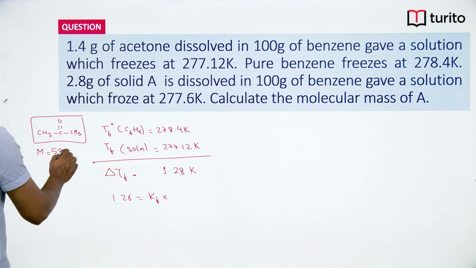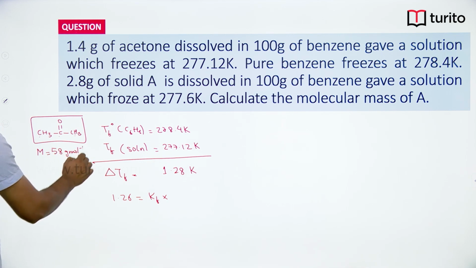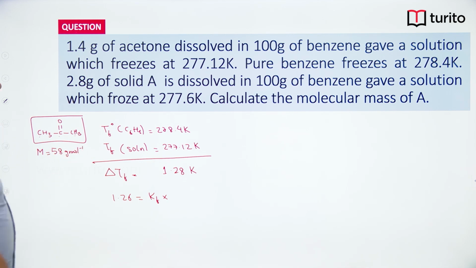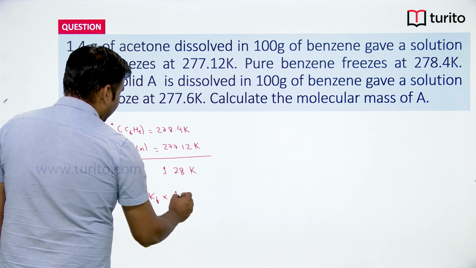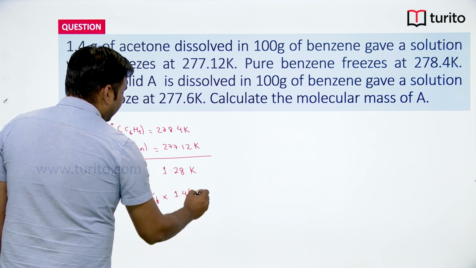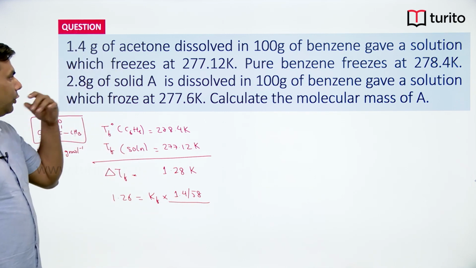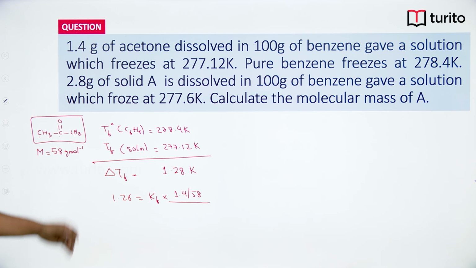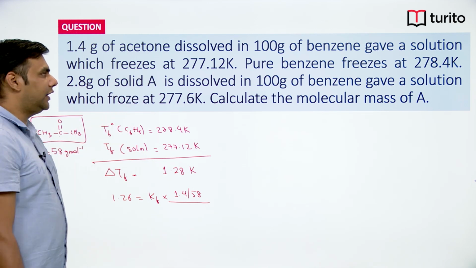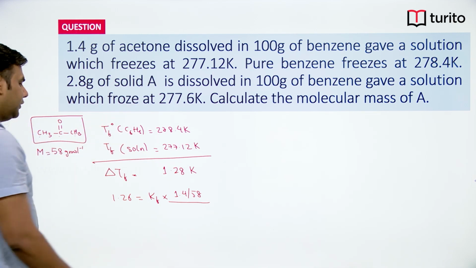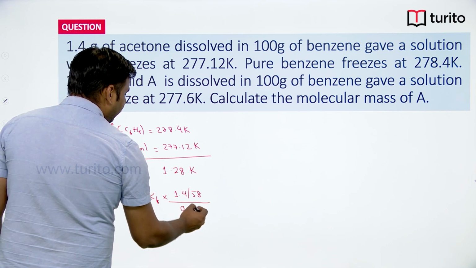So that contributes 16 to the molar mass. So the molar mass is 58. So we can write the number of moles of acetone as 1.4 upon 58. Okay, so molality is the number of moles of solute, 1.4 upon 58, divided by the mass of solvent in kg. The solvent we can see is benzene, so the mass of solvent in kg would be 0.1.